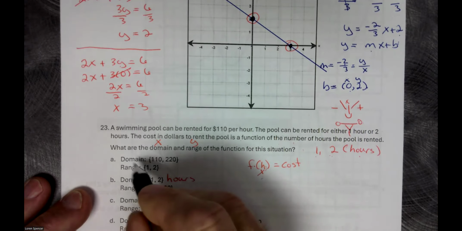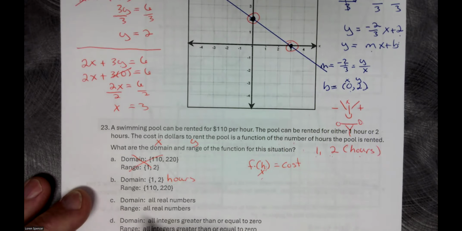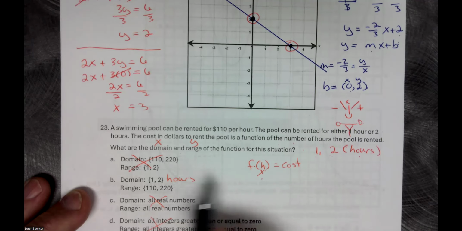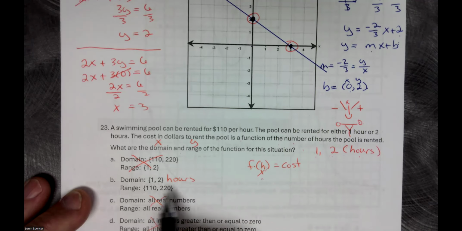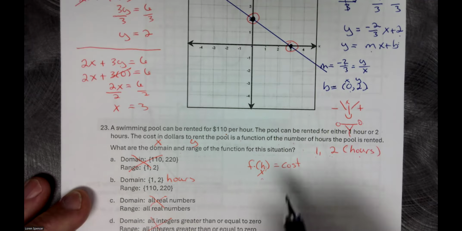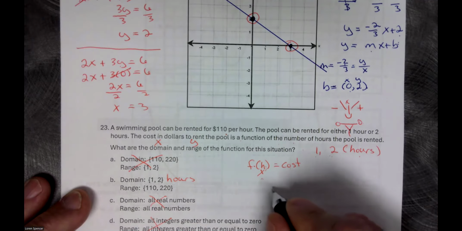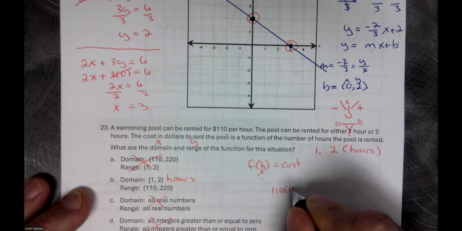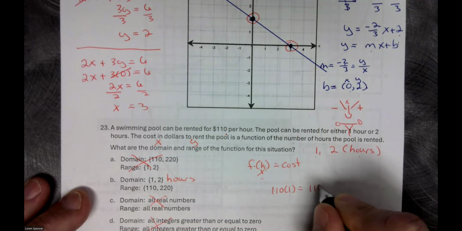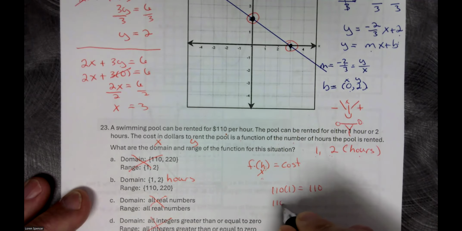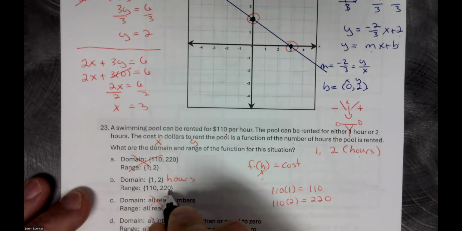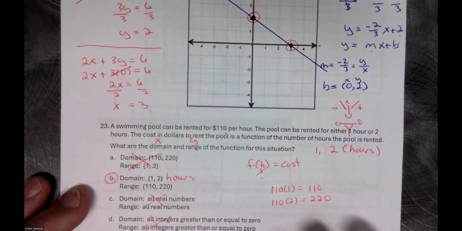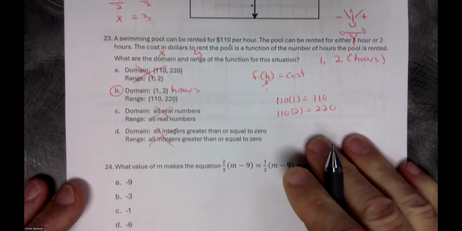Okay. Well, that gets rid of this one. It gets rid of this one. And we also get rid of this one. Now, let's figure out how they got that. Well, if it's $110 for 1 hour, if I multiply 110 times 1, I get 110. But if I rent it for 2 hours, it's going to be 220. And that's how we get that. So the answer to 23 is B.